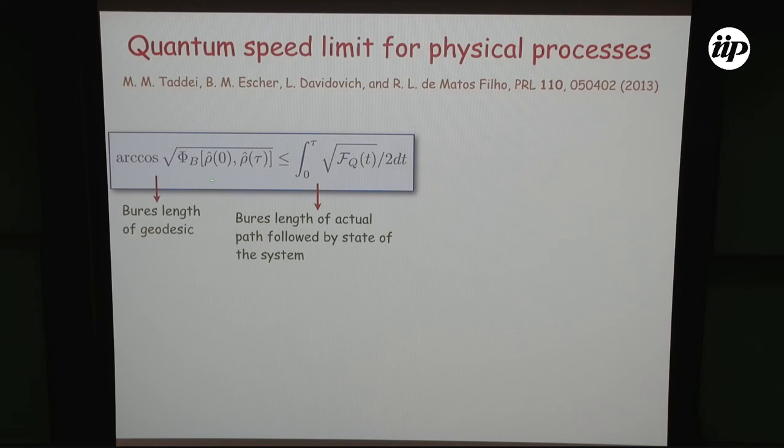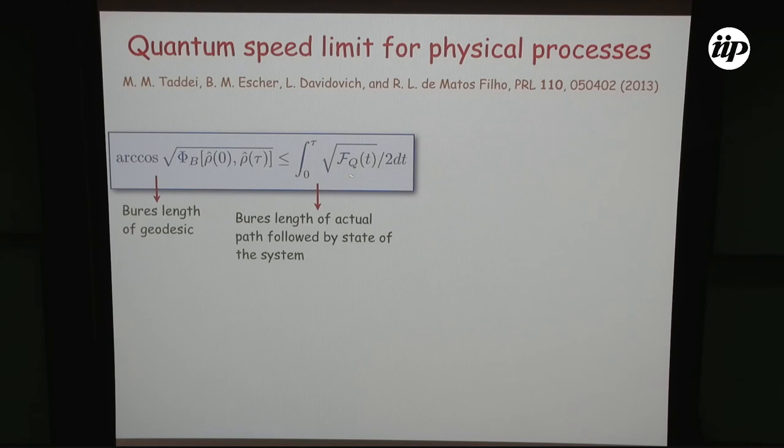So here you have, again, remember the Bures length, the Bures divergence, the Bures fidelity, and this arc cosine of the square root of the fidelity is the so-called Bures length of the geodesic connecting the initial state with the final state. So you see rho of zero is the initial state of the system, rho of tau is the final state of the system in Hilbert space, and then you find the geodesic connecting these two states. Of course, take into account the Hamiltonian, I mean the constraints on the evolution, not only Hamiltonian constraints.